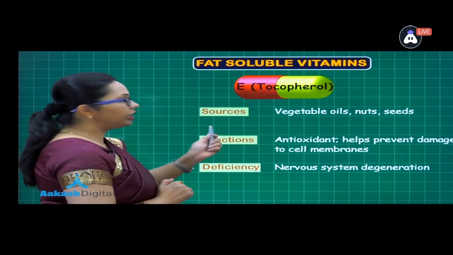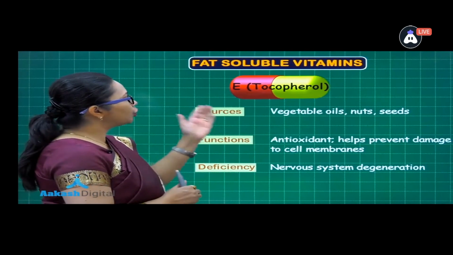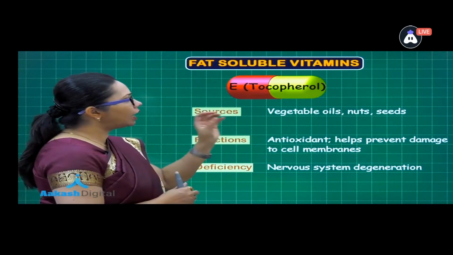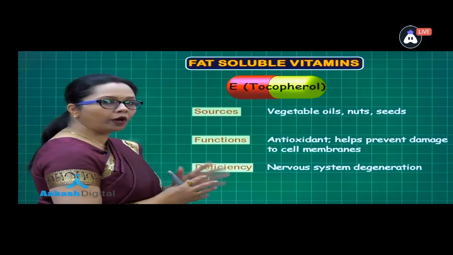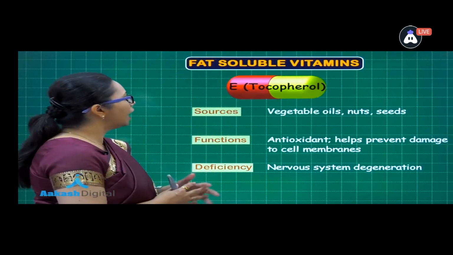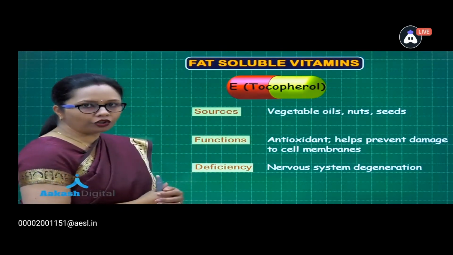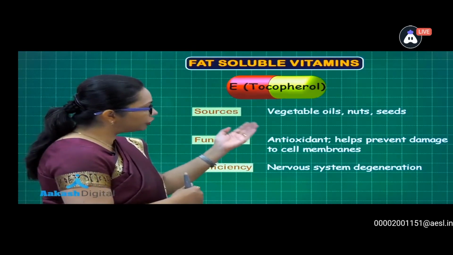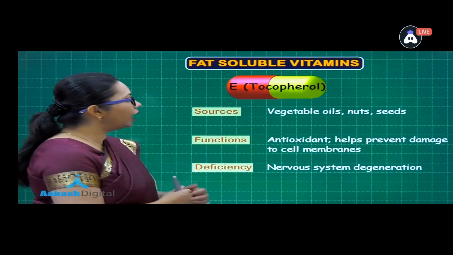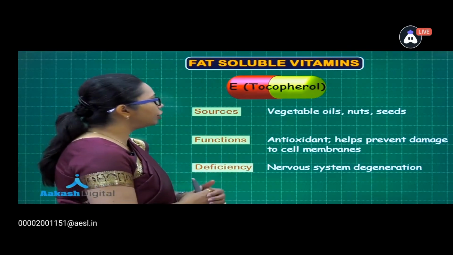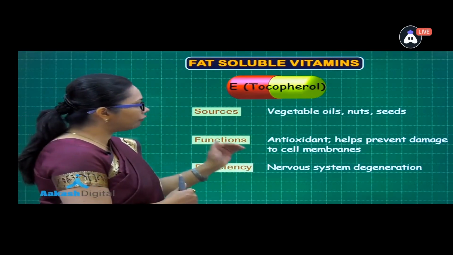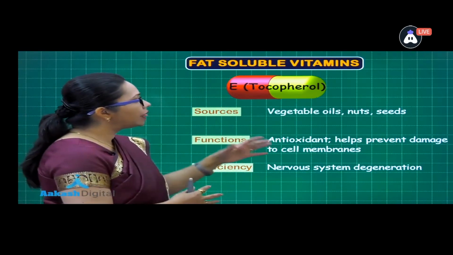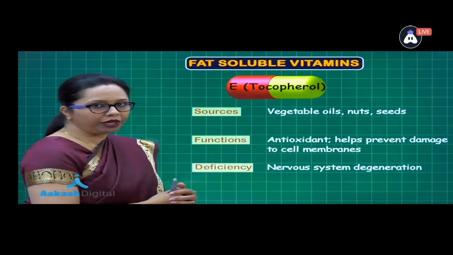Next one, E or tocopherol. The sources are vegetable oils, nuts, seeds. So in unsaturated fats there is quite an abundance of vitamin E, and it is a very important antioxidant. That means again it removes free oxygen radicals, the function which we had studied with vitamin C as well, and it helps to prevent damage to the cell membranes, because if too many free oxygen radicals are being formed, they will destroy the cell membrane also.